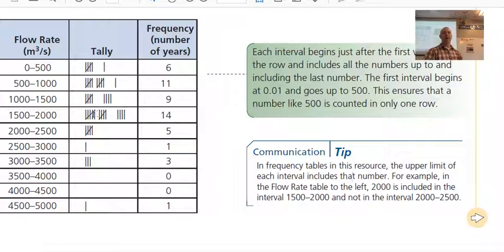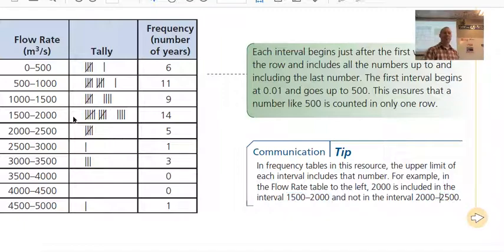If you had a measurement of exactly 2,000 cubic meters per second, the question you might have is, which category should it go in? This one or this one? As long as you keep it consistent, I don't think it really matters. But just so that we are consistent, and this textbook tells us what they do, the 2,000 would always go in as the upper limit here. So if you had a 2,000, it would be included in this interval, not this one.